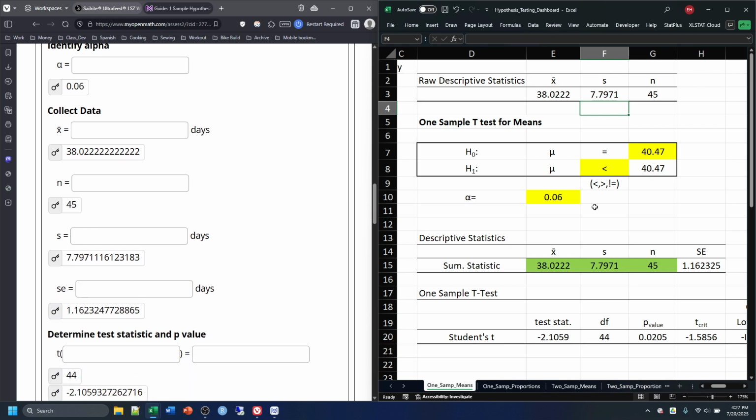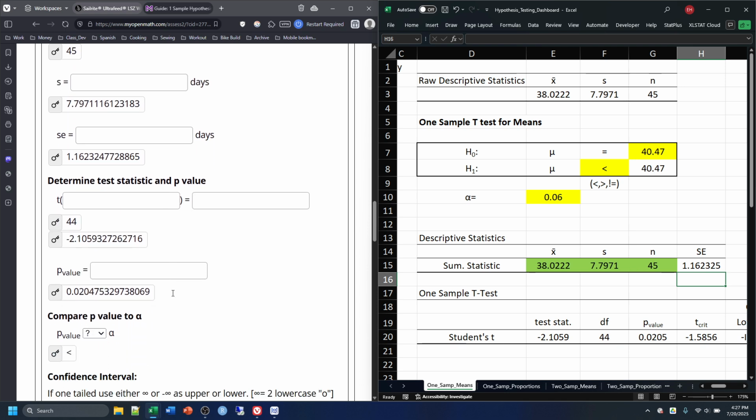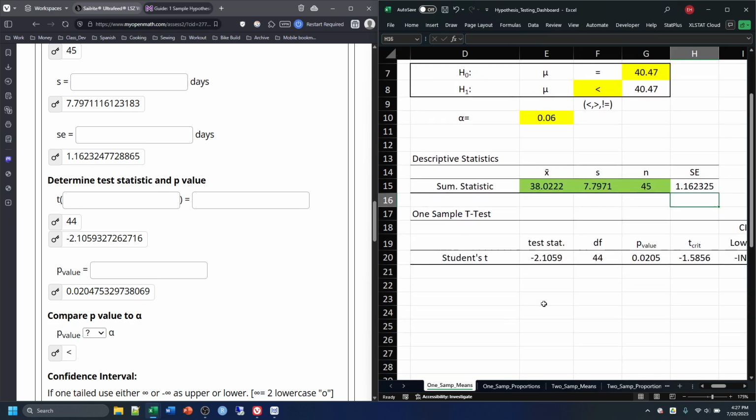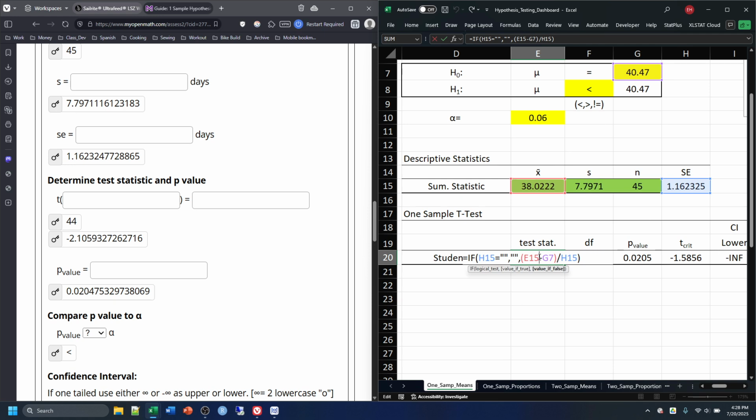Now it asks for the standard error. Notice in the descriptive statistics, one thing it calculates for you is the standard error. If you double click on it, it's just the sample standard deviation divided by the square root of n, which gives us our standard error. Next, it says determine the test statistic and the p-value. If we double click on the test statistic, we can see the calculation does x bar minus mu divided by the standard error, and that gives us a test statistic of negative 2.1.